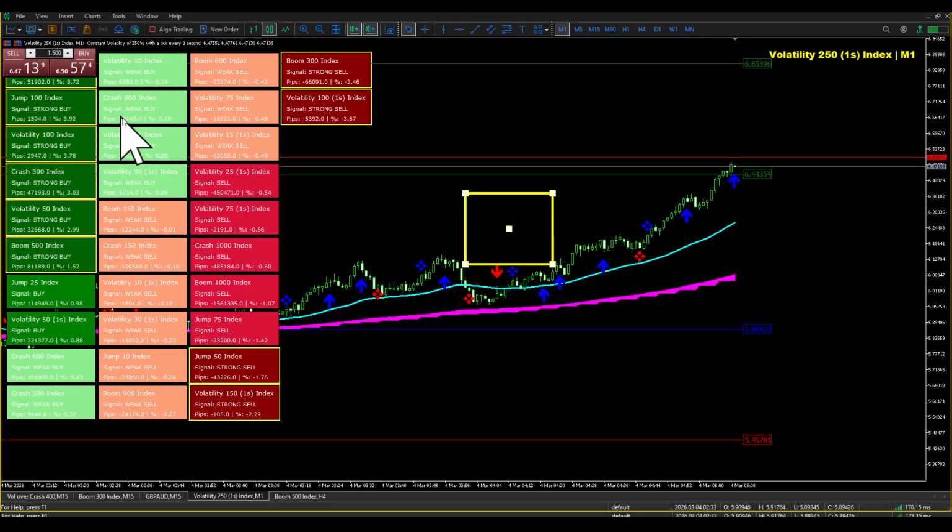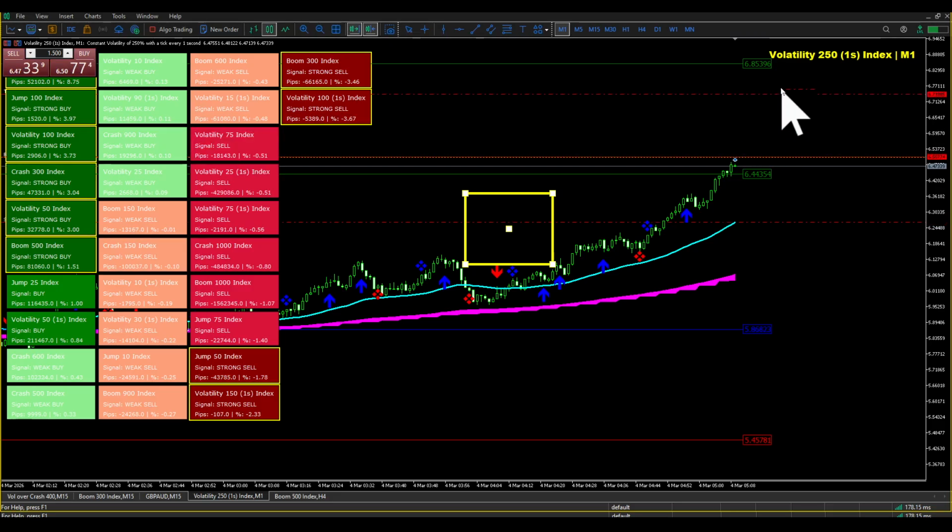And then you put your stop loss where it's supposed to be, right? Just like that. And then you take your take profit and you drag it to where it's supposed to be. So that's basically how you are supposed to get trades on the lower time frame.